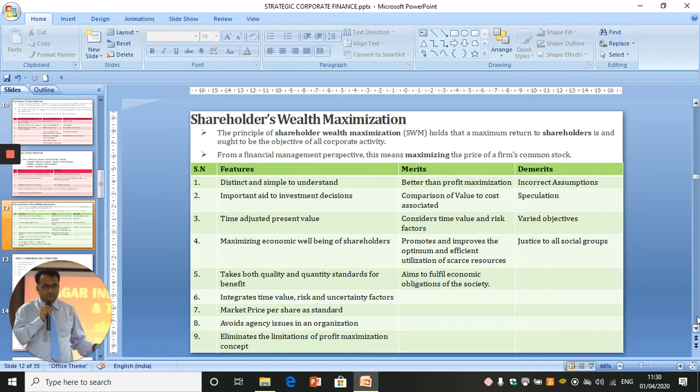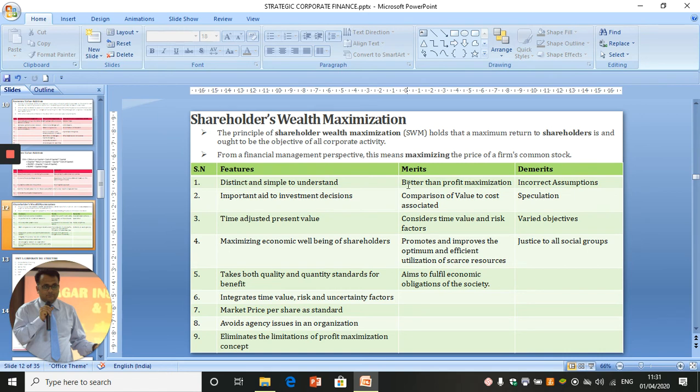The principle of shareholders wealth maximization holds that a maximum return to investors is and ought to be the objective of all corporate activity. So that is the shareholders wealth maximization. That is, maximization of shareholders wealth is the only objective for all corporate activity. Now, from a financial management perspective, this means maximizing the price of the firm's common stock. So maximization of earning per share and maximization of market price per share is the sole motto behind the working of any corporate.